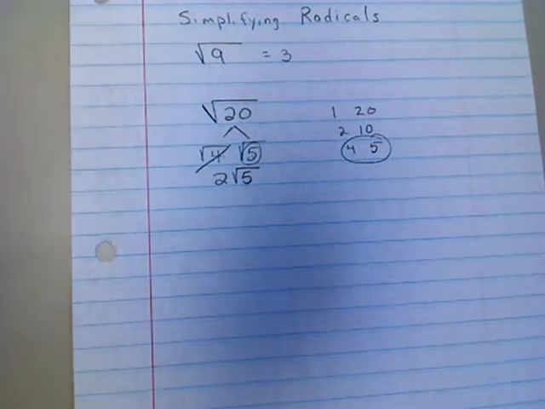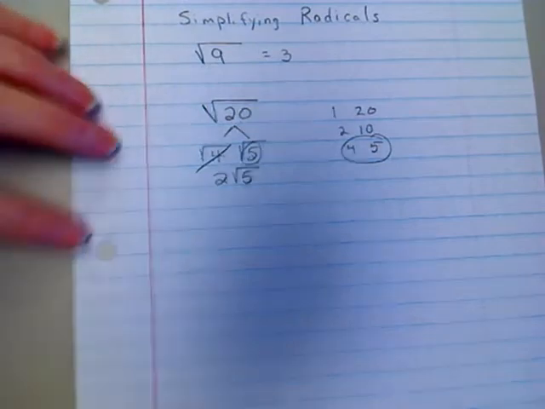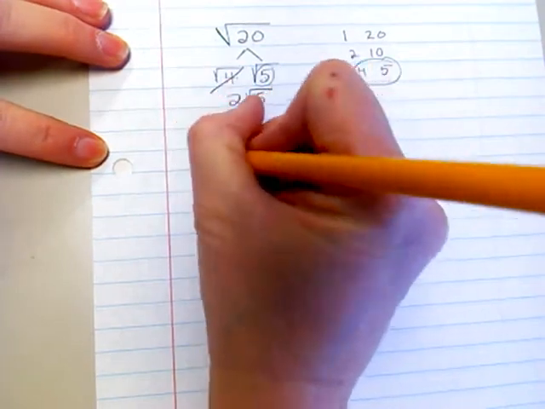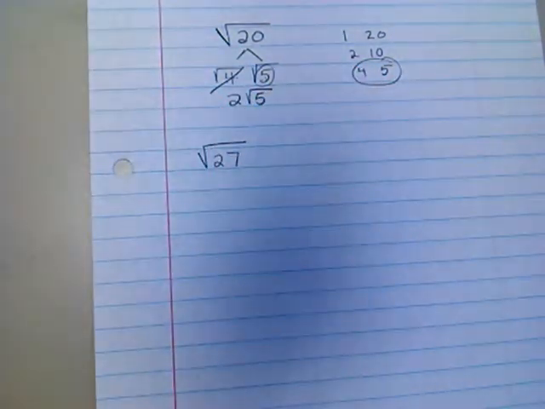Okay, so everybody kind of understand what we're doing here? All right. So here's another example. Let's do the square root of 27. And if anybody online has any questions, unmute your mic and ask. I've got the speaker turned up so I can hear you. I'm not looking at my computer so I can't see the chat bar.